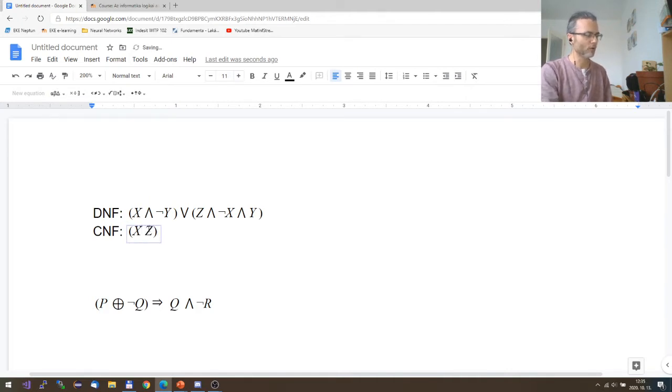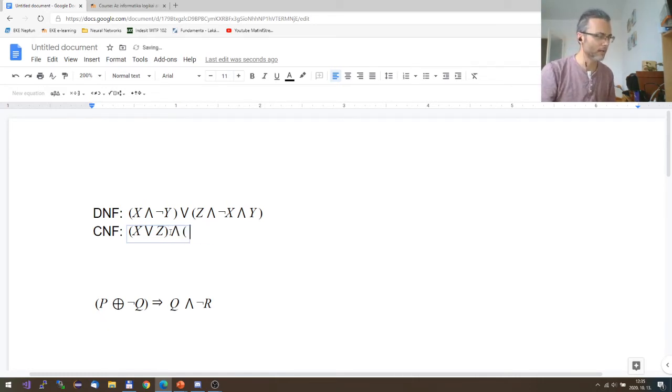And can you tell me what operator to put in between? Or. Exactly. So I connect X, literal from the first cube, with Z, literal from the second cube, and I make pairs of them by applying this operator between. Okay, how to continue? And.